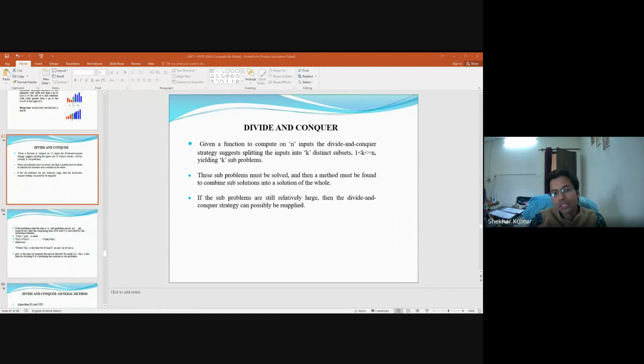So this method is ideally suited for parallel computation. Why parallel computation? Because I have divided the problem into subproblems, and the subproblems are executing in parallel. So this is ideal for parallel computation methods. It is a very efficient algorithmic approach in computer science, divide and conquer.